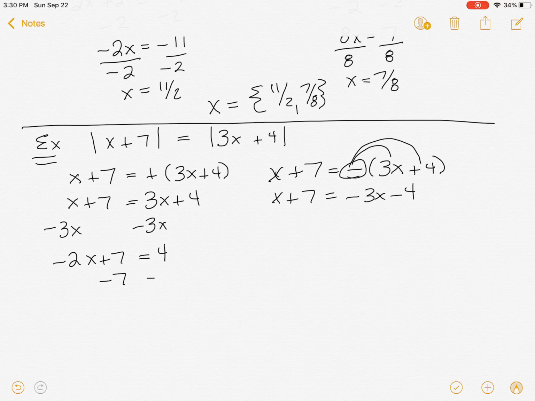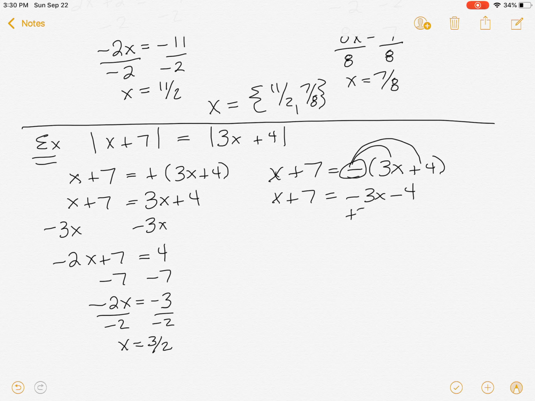I'm going to subtract 7 from both sides. So I get negative 2x is equal to negative 3. Divide both sides by negative 2, and you get x is equal to positive 3 halves.